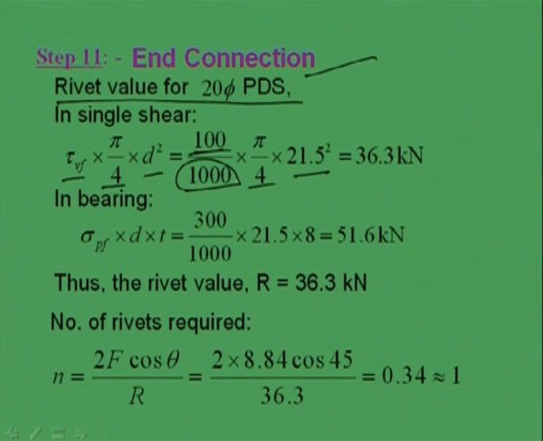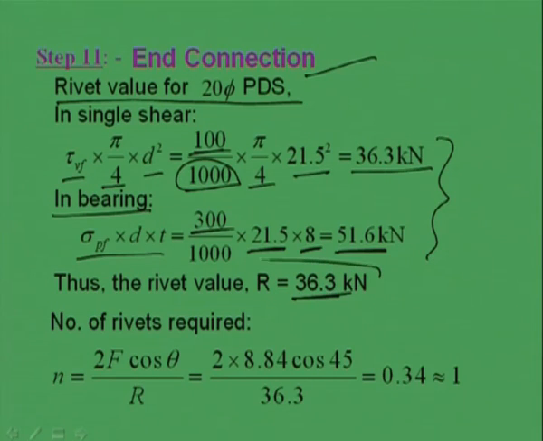So, if I divide by 1000, it will become kilonewton. So, this is coming finally 36.3 kilonewton. Similarly, in bearing we can find out that sigma Pf into d into t, sigma Pf is 300 and d is gross diameter 21.5 and t is thickness of the lacing. So, if we calculate, we are going to get 51.6 kilonewton. So, thus we can find out the rivet value as the lesser of these two, that is 36.3 kilonewton.